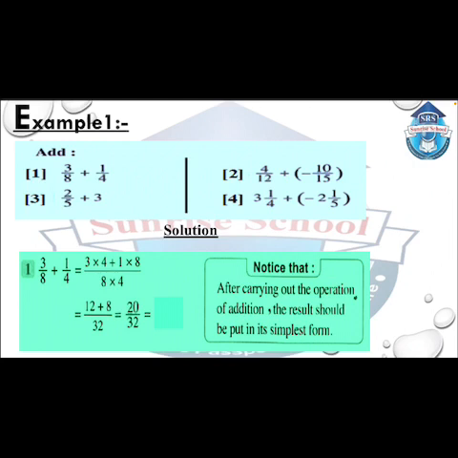Can I simplify? Yes, of course. 20 and 32, I can simplify them. It will be 5 over 8, divided by 4. Up and down will give us 5 over 8. And note that after finishing the operation, don't forget to simplify the answer if it could be simplified.